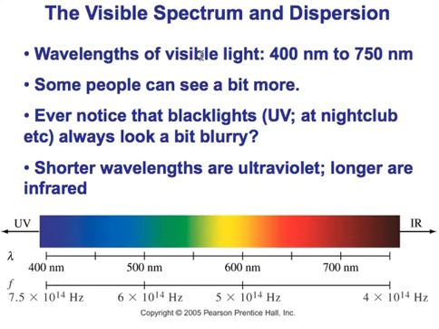So now we're going to look at dispersion. The visible part of the spectrum consists of wavelengths from about 400 nanometers to about 750 nanometers. Some people can see a bit more, some people can see a bit less. You might have noticed that some light never looks very well focused. For example, UV light is not focused very well by the human eye. Very, very long wavelength red light is also not focused terribly well by the human eye.